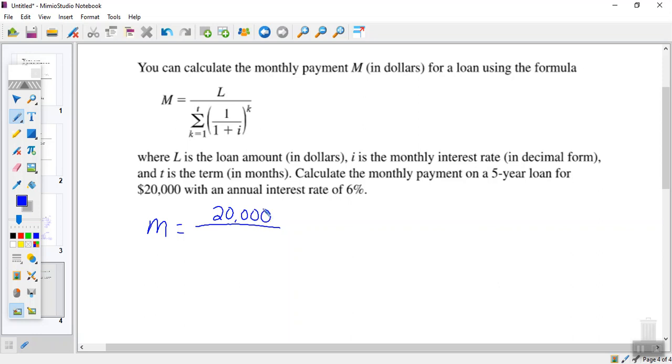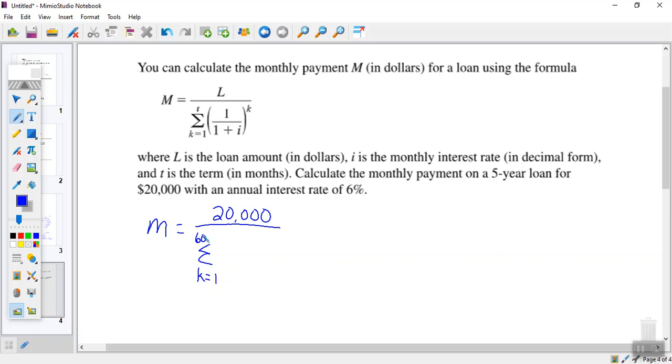Okay. So here's where things get a little tricky for us. 1 over 1 plus I to the K power. But, kids, how is T measured? Months. My friends, we're borrowing for how long? 5 years. Times by 5. So how many months are there going to be in 5 years? 60. So this T value up here is going to be 60. Okay, so this is going to be the summation. This is where things are going to get goofy for us, where K is equal to 1 all the way up to 60. Okay, are you with me on this?